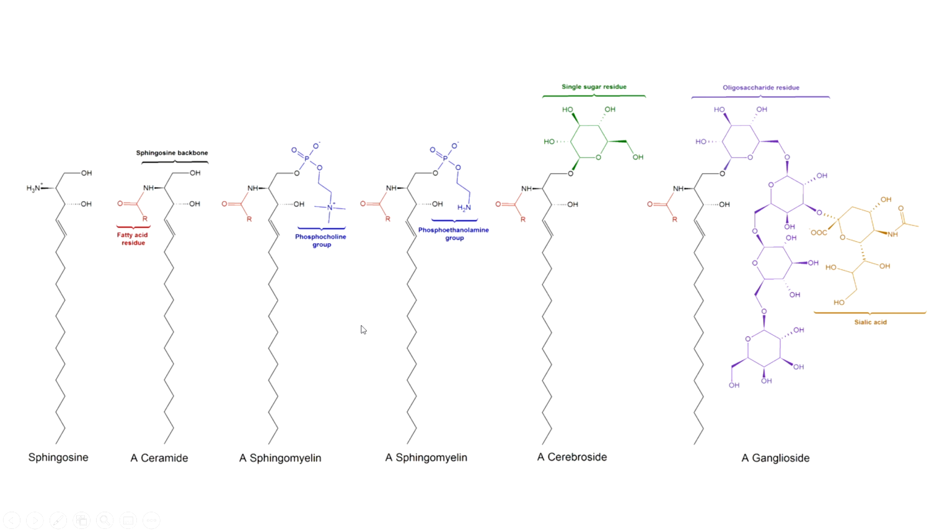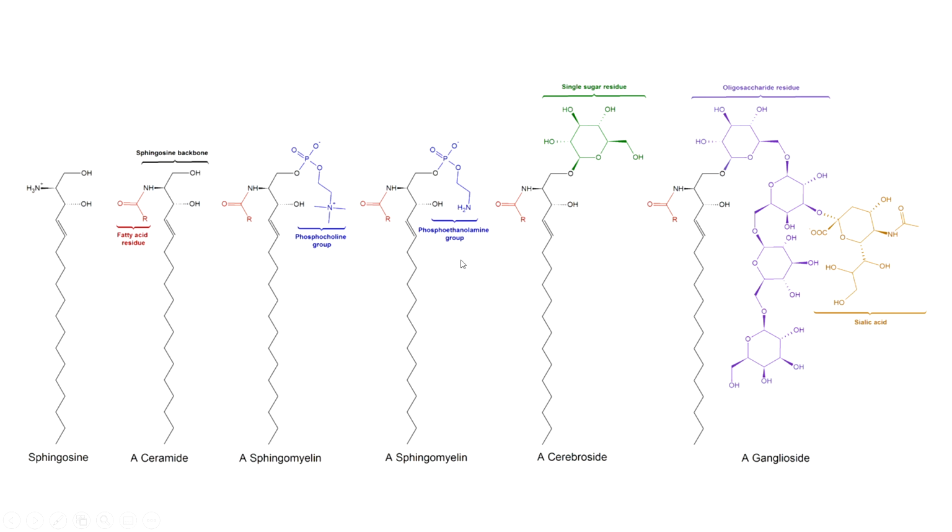Now let's start adding different types of head groups and see how that changes the categorization. So here's a sphingomyelin. It starts with a sphingosine backbone, just like this. We attach a fatty acid, so now it becomes a ceramide. And then we attach what's called a phosphocholine head group. It's got a phosphate head attached to a choline group, which is a nitrogen attached to methyl groups. So that makes it specifically a sphingomyelin.